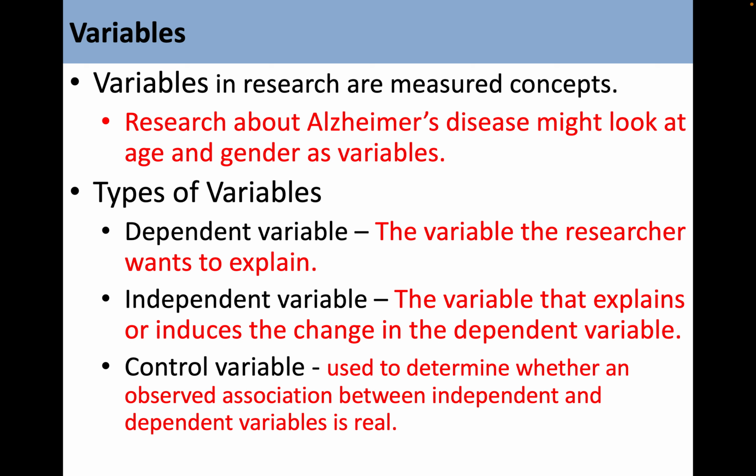Now let me give you a quick example. I talked about this in the last lecture. My own research had to do with suicide and resilience. So my dependent variable was resilience. My independent variable was what adds up to create resilience. I was trying to determine what creates resilience.